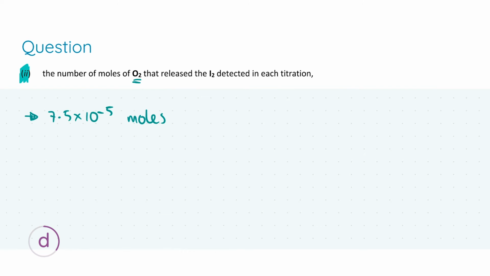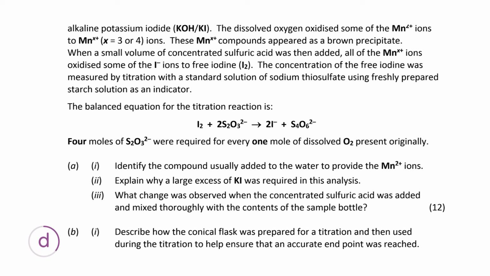But in the question, we're actually asked to find the number of moles of oxygen that released the I2 detected in each titration. So for this, we're going to go straight back to the question and look at the formulas we were given. Here we have our chemical equation that models the whole reaction. But an important thing to note is the line underneath it, which says that 4 moles of S2O3 2-, the thiosulfate, were required for every 1 mole of the oxygen.